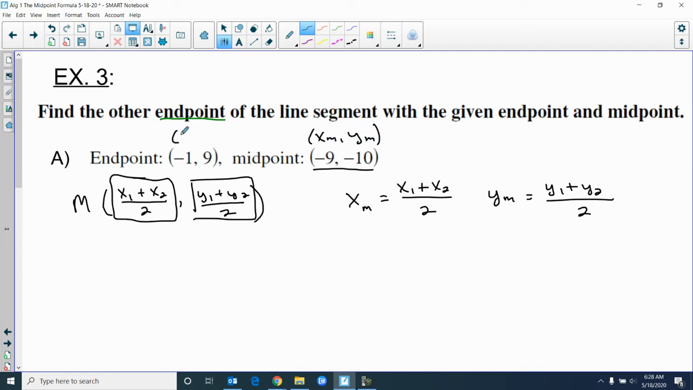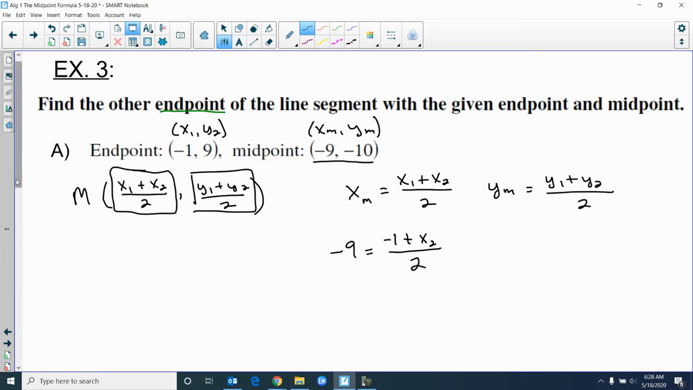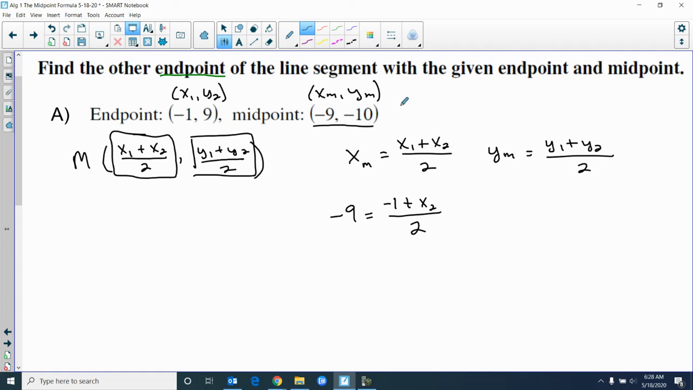And this could be x1 or x2, but I'm going to call it x1, y1. So I know the y coordinate is -9. I know the first x coordinate is -1. I don't know the second x coordinate, so I just call it x sub 2. At this point, you could really just call it an x, but we'll call it x sub 2. And we always divide by 2. Now, here's this big tie between geometry and algebra. The midpoint's more of a geometry, but in order to find the midpoint, we have to know our algebra well.